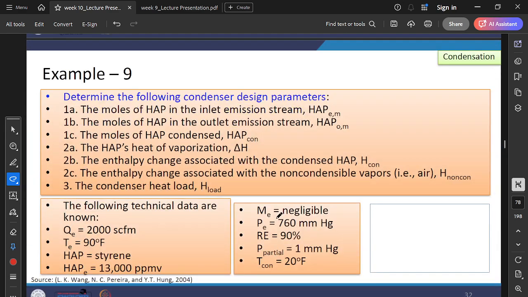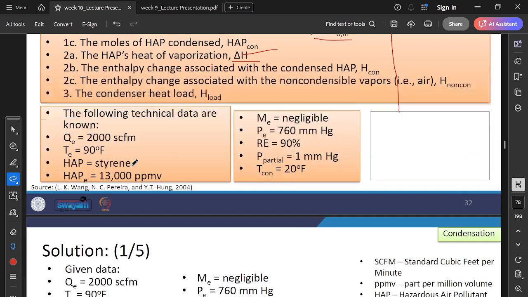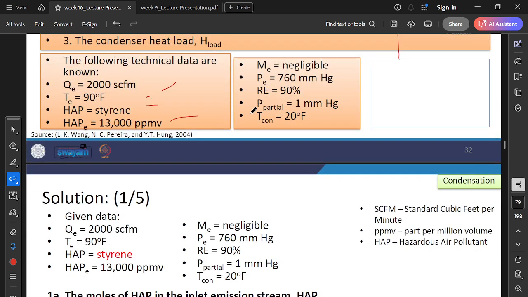20 degree Fahrenheit is my condensation temperature. Then all this is based on formulas only: HAP EM, HAP OM, HAP condensation. This is the enthalpy. All formulas are given, and the questions, given data, everything was given here.